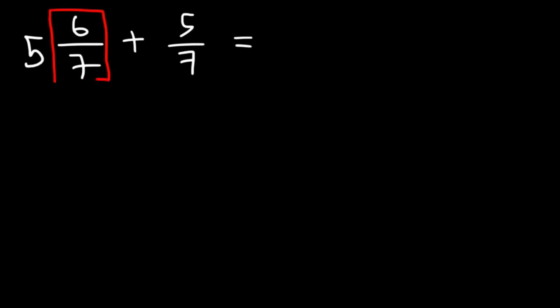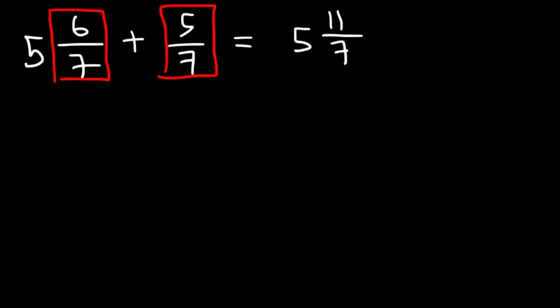Now let's work on a similar problem, but slightly different in a way. So let's add 5 and 6 over 7 with 5 over 7. So based on the last examples, we know we can just add these two fractions together. 6 over 7 plus 5 over 7 is 11 over 7.